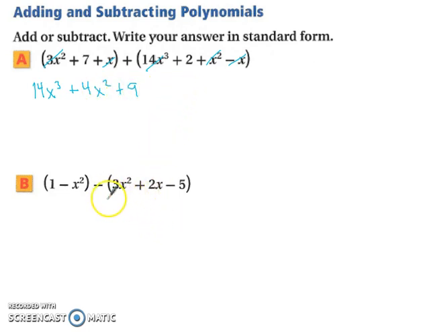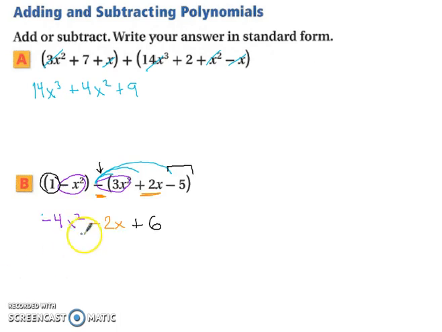Alright, so take a moment and pause the video and try B. Keep in mind you have a minus, so you need to distribute this minus all the way across, just like we kind of did with the addition. But when you add 14x to the third or add a positive 2, it doesn't change any of the signs. When you subtract a negative, you end up adding a positive. When you return to the video, the answer will be revealed below. So you end up with negative 4x squared minus 2x plus 6.